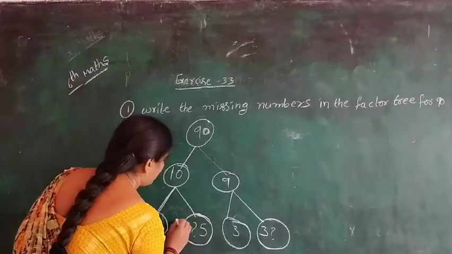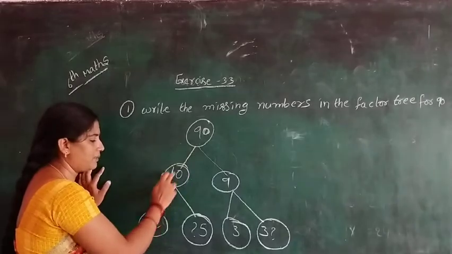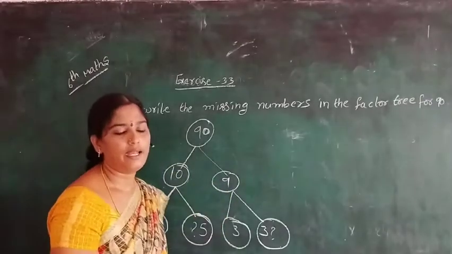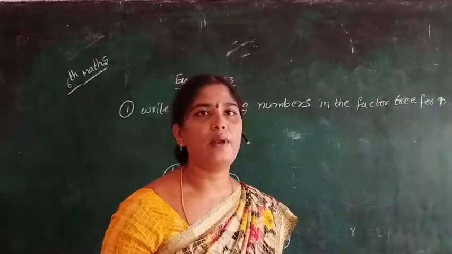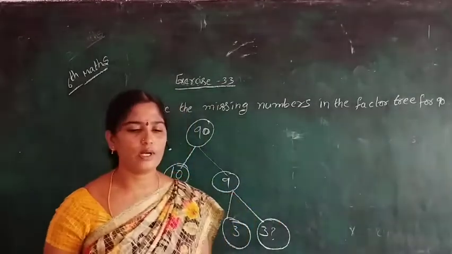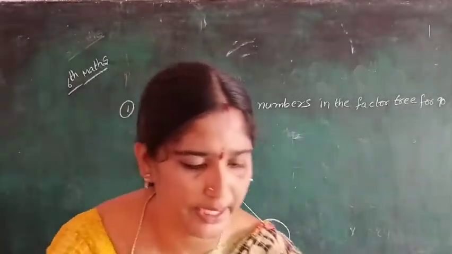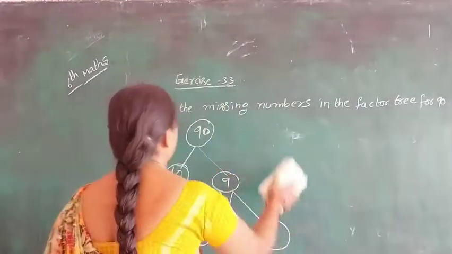Okay. 90 can be expressed as 10 nines are 90. 10 can be expressed as 2 fives are 10, and 9 can be expressed as 3 threes are 9. This is the first problem. And the second problem we will do in your homework notebooks. Next, the second problem in that exercise: factorize 84 by division method.